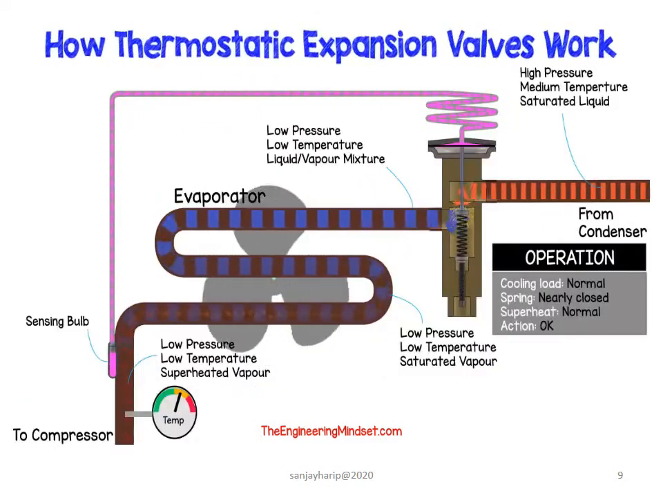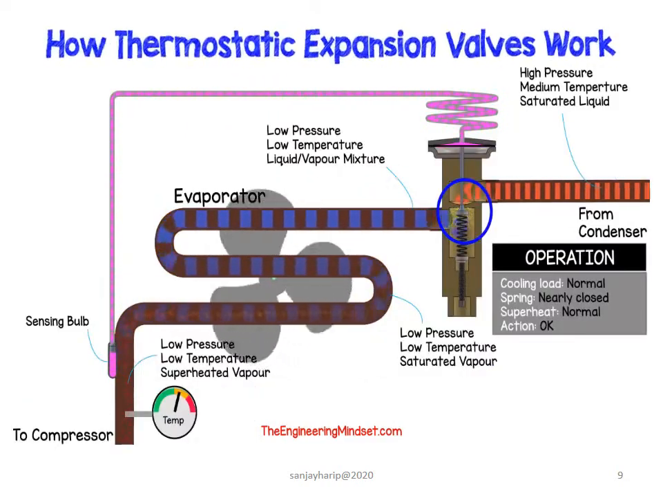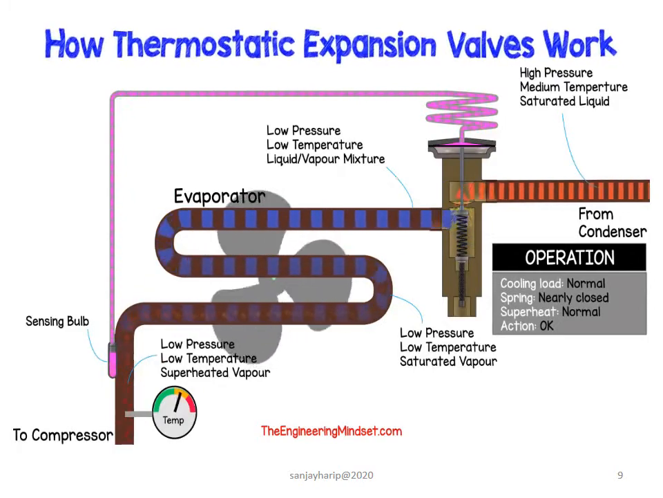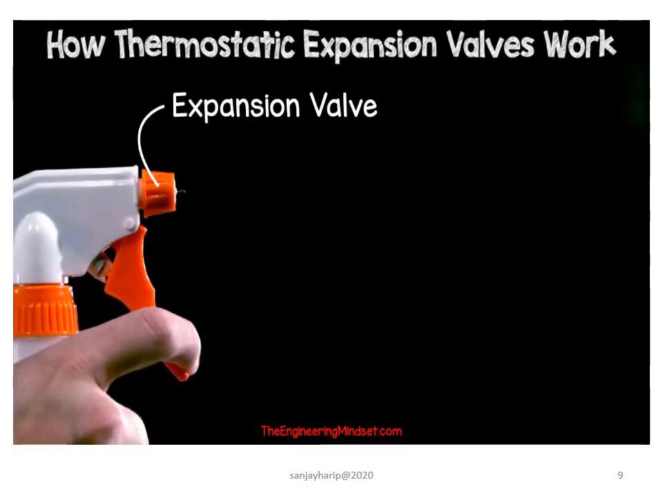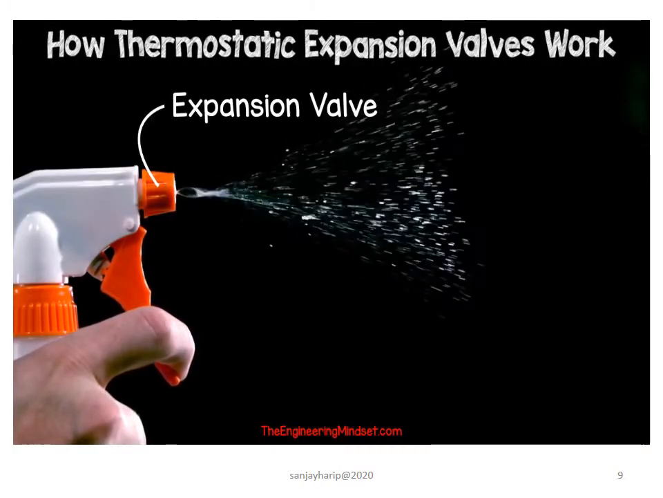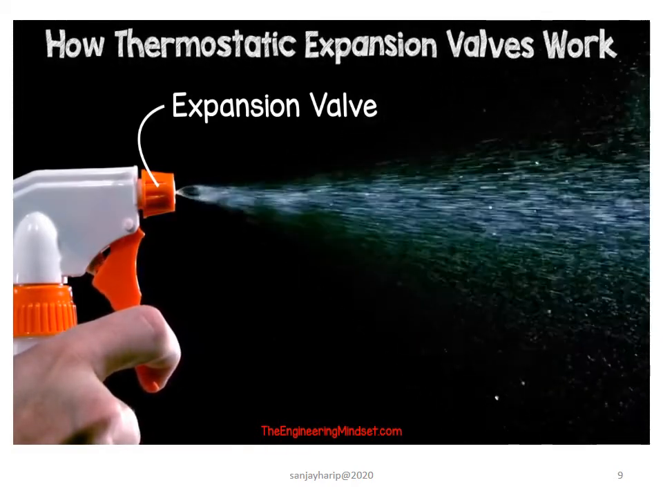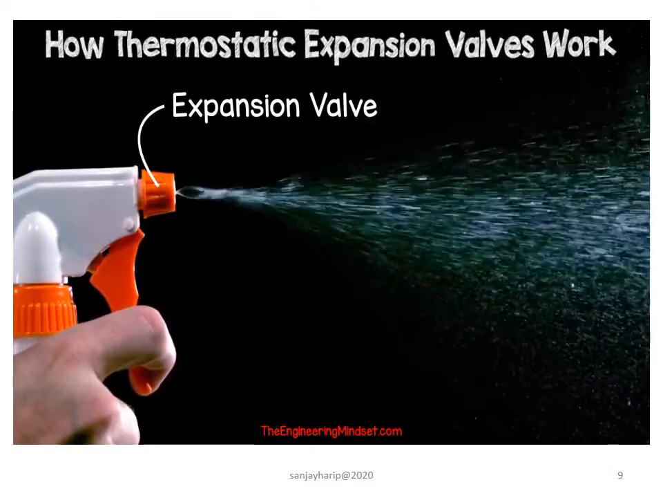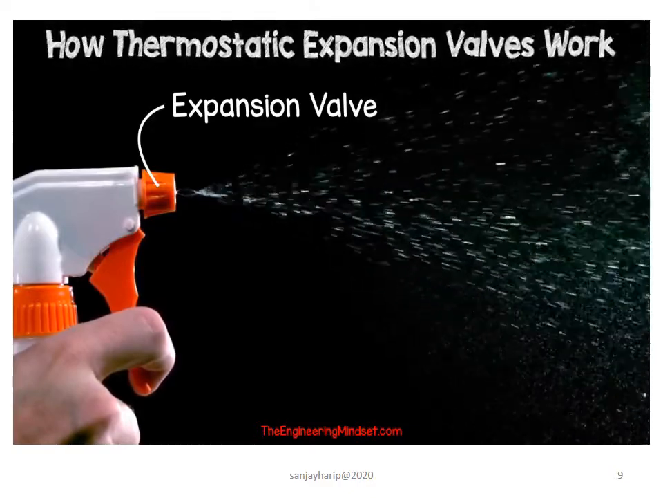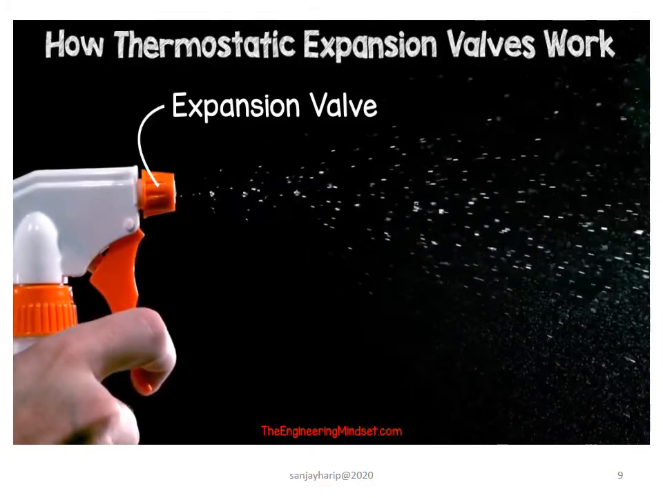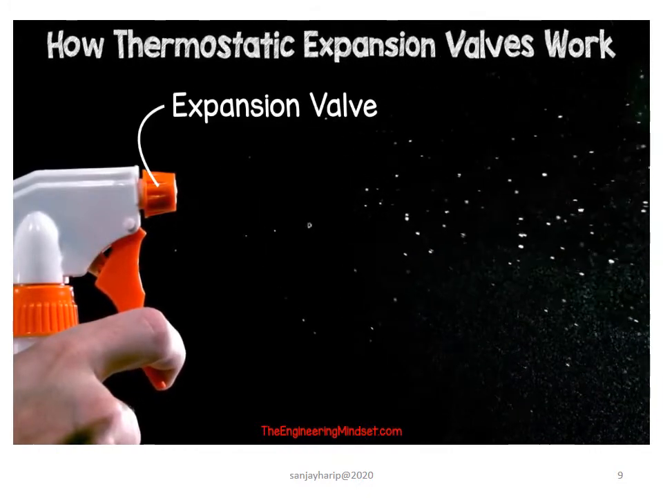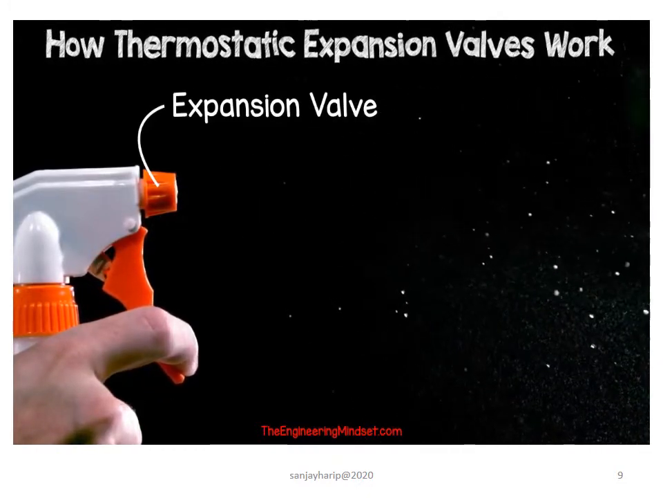The high pressure liquid is forced through a small orifice, which causes a pressure reduction, and as it passes through here, some of it will vaporize and the rest will remain as liquid. It's similar to a water bottle spray nozzle. As you pull the trigger, the high pressure water is forced through the small orifice into a much lower pressurized atmosphere. This causes the water to become part liquid and part vapor.